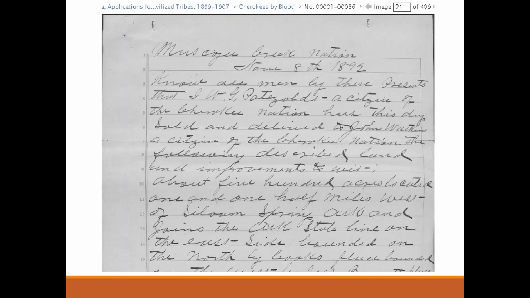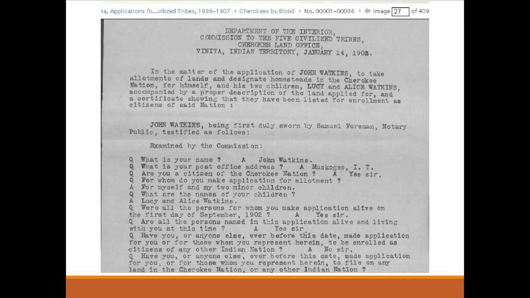You'll find handwritten statements and letters and mail that's been returned because they moved. And you will also find interviews, much like what you find in the Dawes packets. And these have a lot of information for them. I don't know why people don't use them more, because he names the parents and he says how long he's lived there.